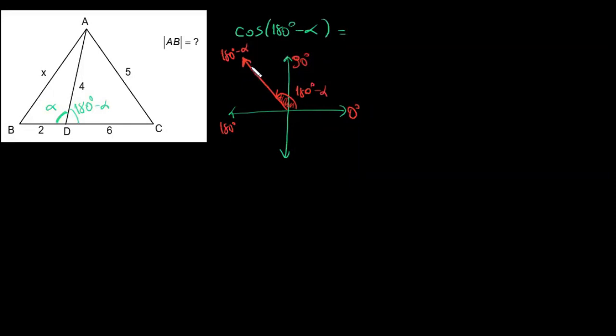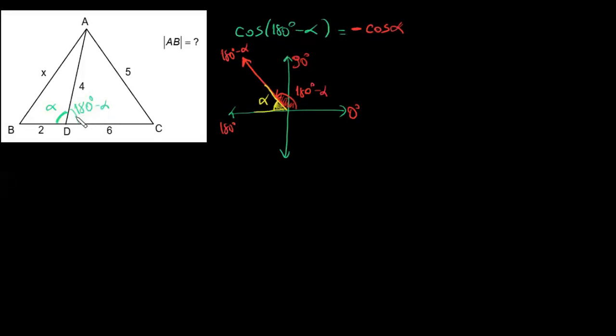So in the second quadrant, is cosine positive or negative? The cosine values are the x coordinates, and in the second quadrant, x coordinates are negative. The cosine will be negative in the second quadrant. Negative cosine of, now I have to find the reference angle. What is the reference angle? If this is 180 minus alpha, then I have to add this angle to get 180. So it must be alpha, because alpha plus 180 minus alpha will be 180. So the reference angle is alpha degrees here. So we have found that cosine of 180 minus alpha is equal to negative cosine of alpha. And we are going to use this relationship in order to find x.